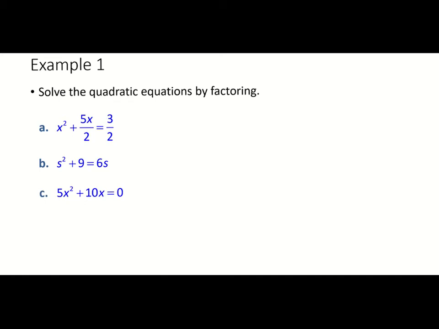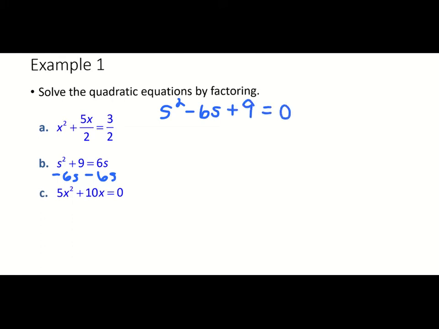All right, so next we're going to look at b. And again, we have to make it equal to 0. So we're going to start by subtracting 6s from both sides. And I'm going to end up with s squared. And we're going to put it in descending order. So minus 6s plus 9 equals 0.